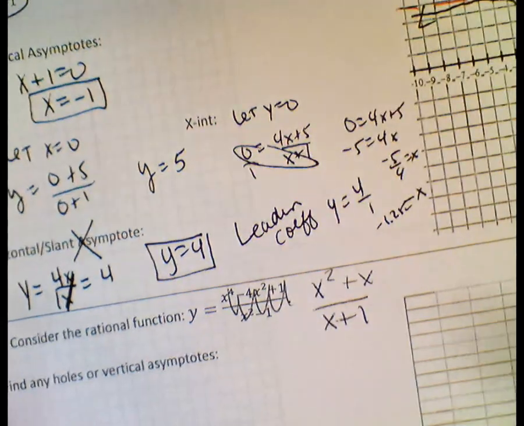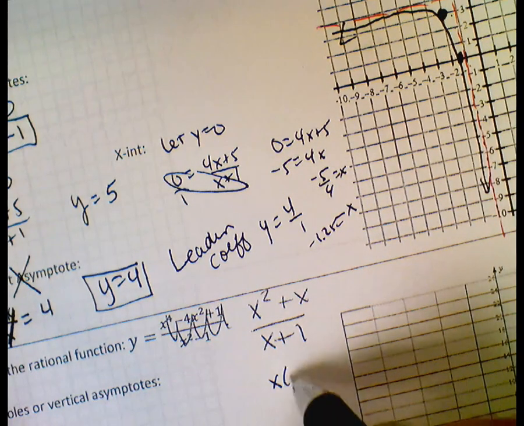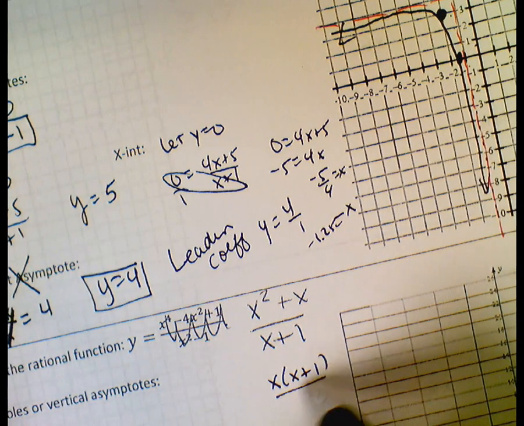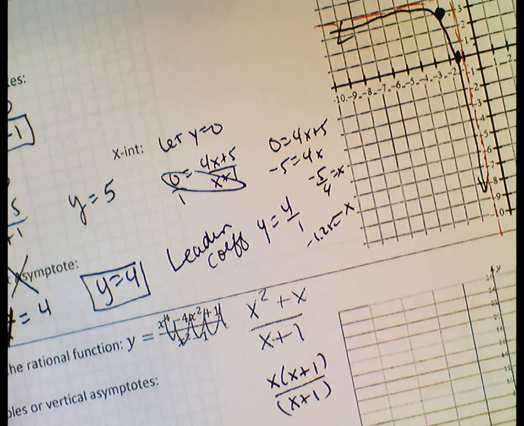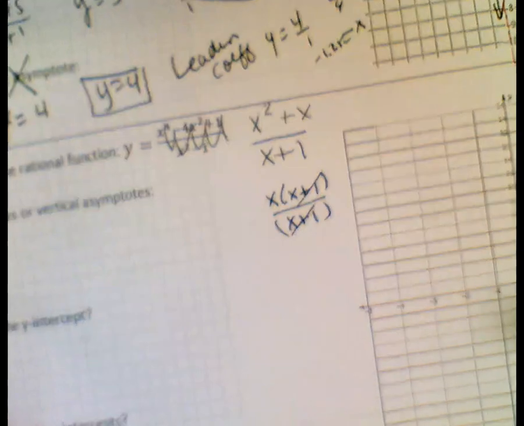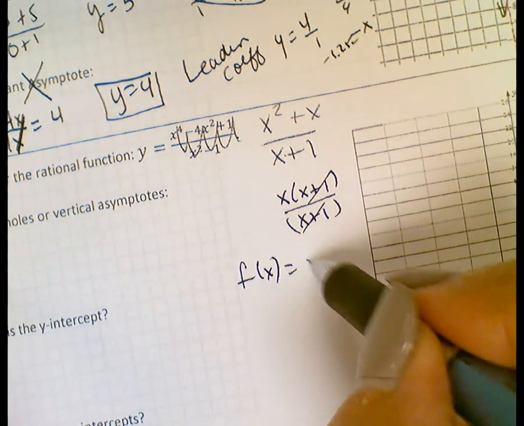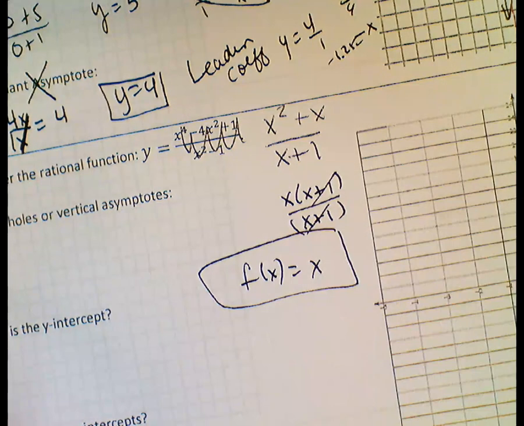So number 2. So this problem right here, (x squared + x) over x, I'm going to factor the top. And what do you notice? You should notice that these x's cancel. So that's called a removable discontinuity. So what's left is just x. So the rest of the problem is going to be off of that.